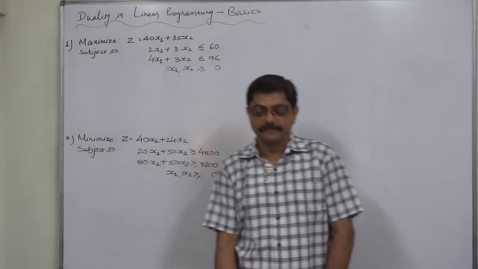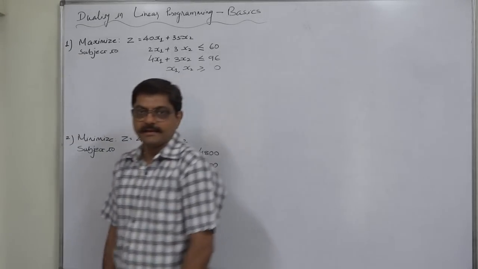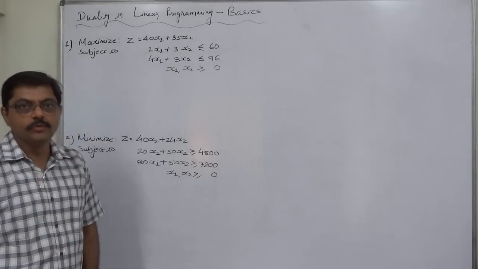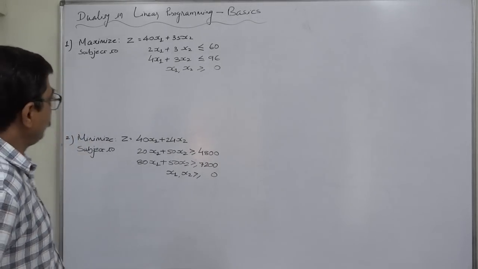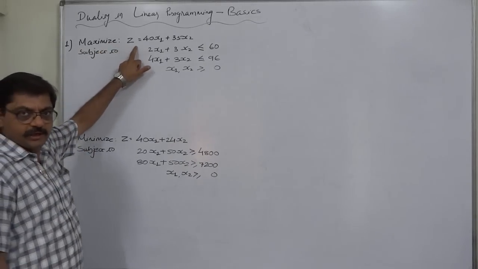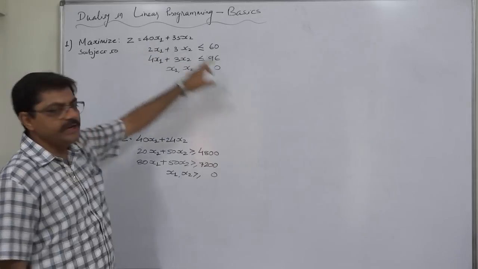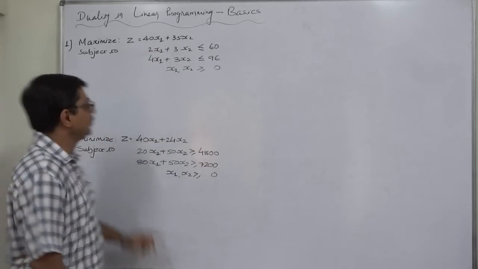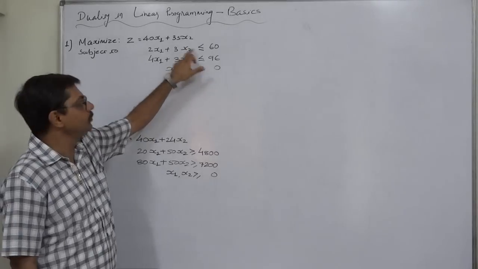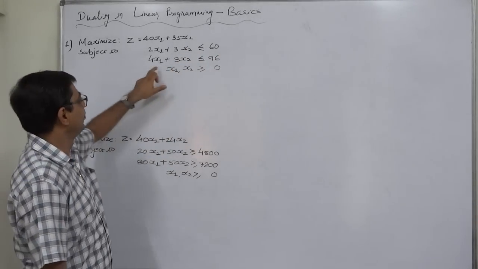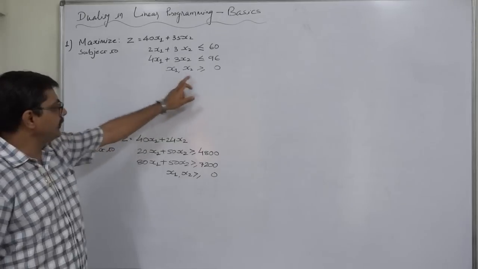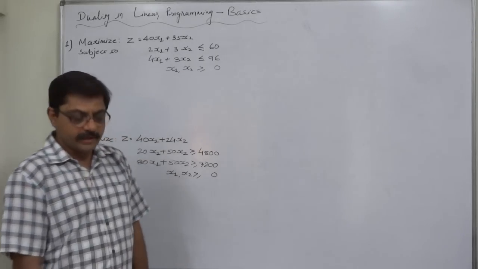Hello, welcome. Now let us take a very simple case of writing or constructing a dual. The first linear programming problem with us is: maximize the objective function z equals 40x1 plus 35x2, subject to the constraints 2x1 plus 3x2 less than or equal to 60, 4x1 plus 3x2 less than or equal to 96, x1 and x2 both non-negative.